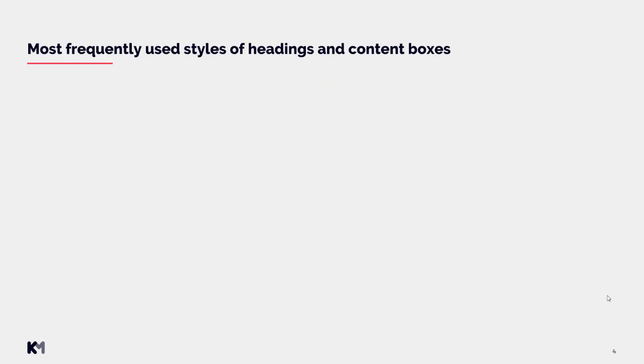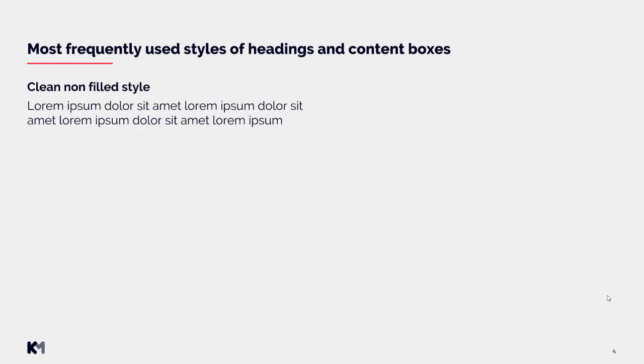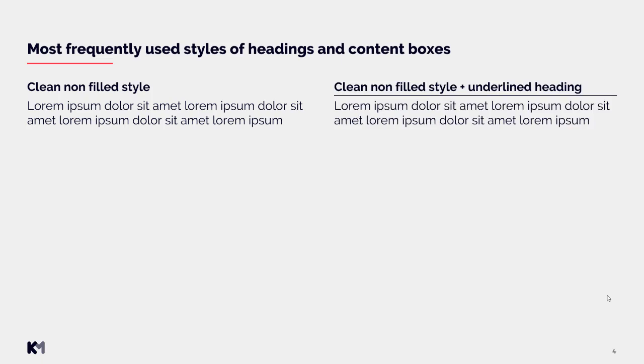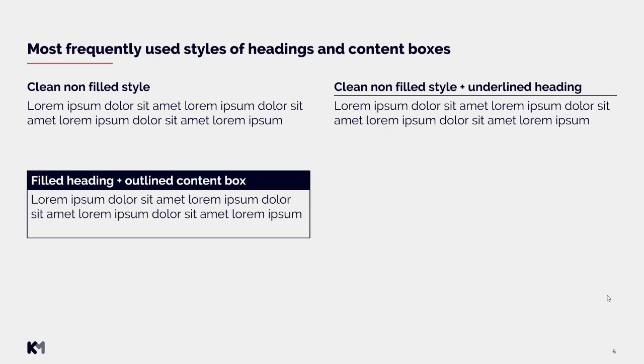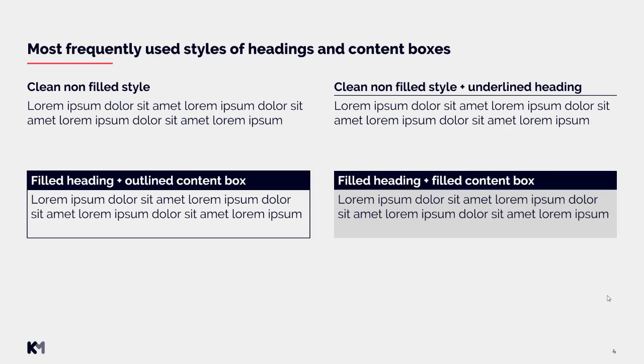Now let's talk about most frequently used styles of headings and content boxes. First, we have very clean style. So it's clean and non-filled style, as you can see. None of the boxes have any fill or any outline. Then we have alternative to this style, which is also very nice and clean, but it has underline under the heading. Another style could look this way. It would be filled heading box plus outlined content box. Another way would be both filled heading and also filled content box.